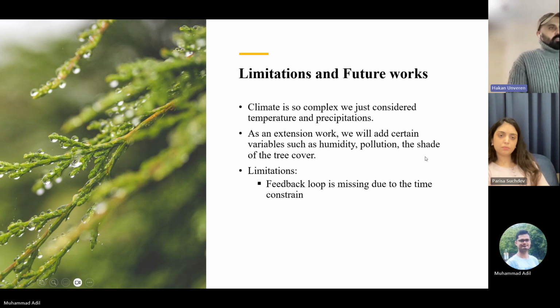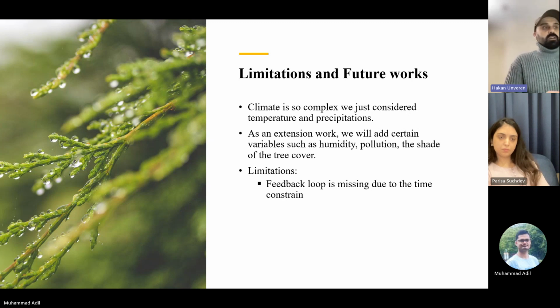Thank you, Adil. For the limitations, Parisa and Adil mentioned some limitations of their models. We also have limitations because some variables are missing, for example, the soil structure, air pollution, humidity, and the shade of the tree cover. These variables can affect the temperature and the local precipitation. Due to the time constraint, we couldn't add these variables. In our future work, we are planning to add them.